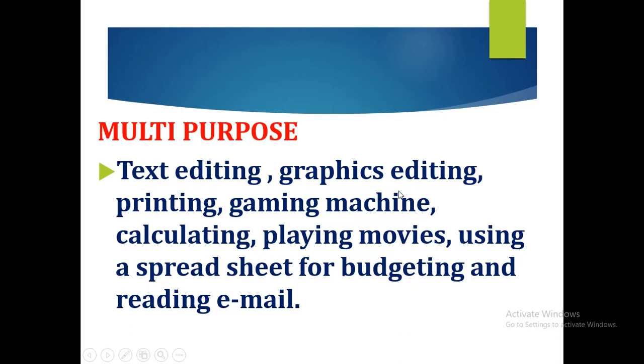Then graphics editing, printing, gaming machine, and it is also used for calculating. Then it is used for playing movies, and using a spreadsheet for budgeting. So we can use the computer for budgeting purposes, and we can read email. Email means electronic mail. So computer is used for different purposes such as text editing, graphics editing, printing, gaming machine, calculating, playing movies, using a spreadsheet for budgeting, and reading email, etc.